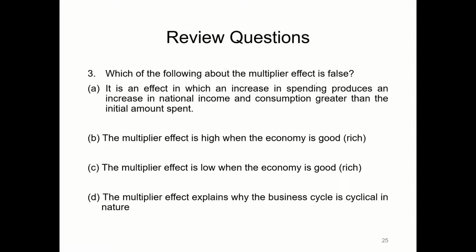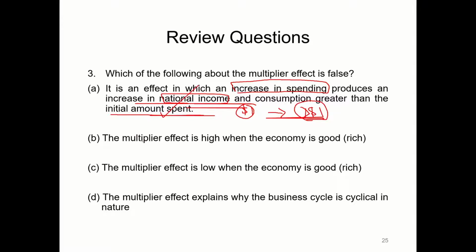Okay, which of the following about the multiplier effect is false? Okay, it is an effect in which an increase in spending produces an increase in national income, GDP, and consumption greater than the initial amount spent. So let's say if I spend $1, this would create an amount that is greater than $1. Okay, and the answer would be correct. The multiplier effect is high when the economy is good. That's true, because if the economy is good, everyone will be spending, and therefore the multiplier effect will be much higher. The multiplier effect is low when the economy is good. In that case the multiplier effect should be very high because everyone is spending. So the answer would be C.